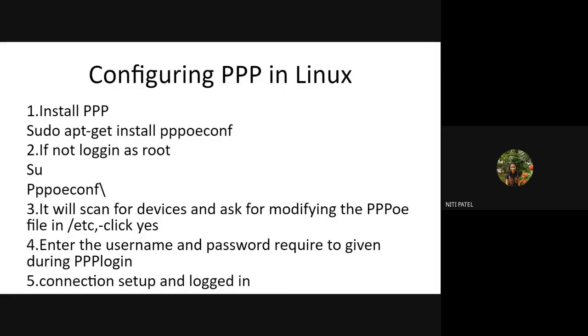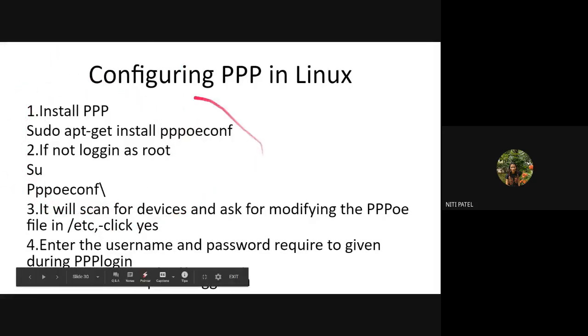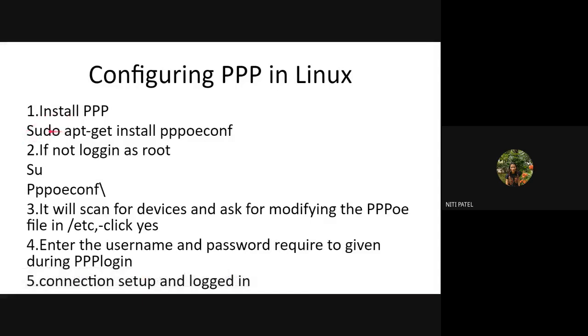The only change you have to make is, if it is GUI, the procedure will be the same. But if you want to do it through a shell or a terminal, these are the commands that you have to execute to install or start the PPP connection. To install that PPP connection onto your Linux system, first execute this command. What is that command? sudo apt-get install pppoeconf, that is the configuration of your PPP service.